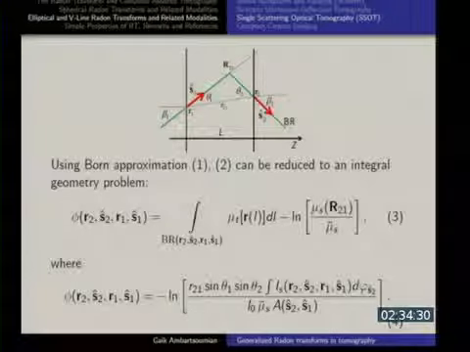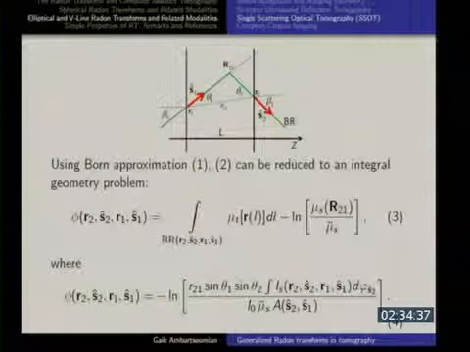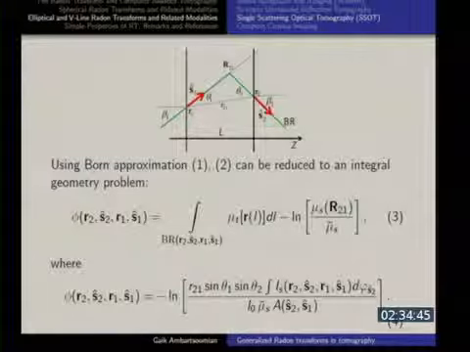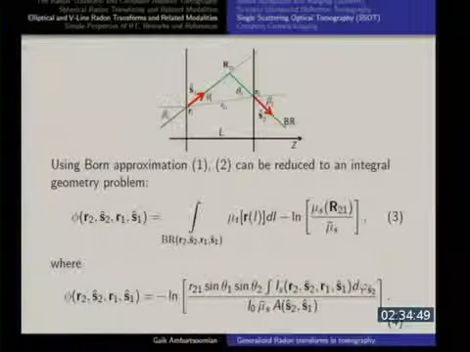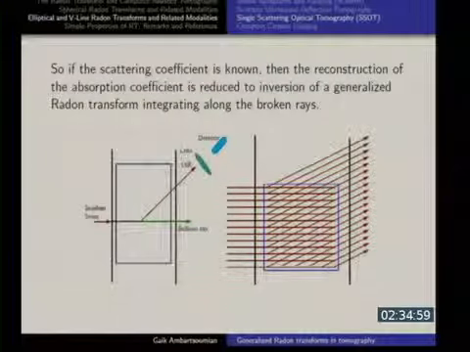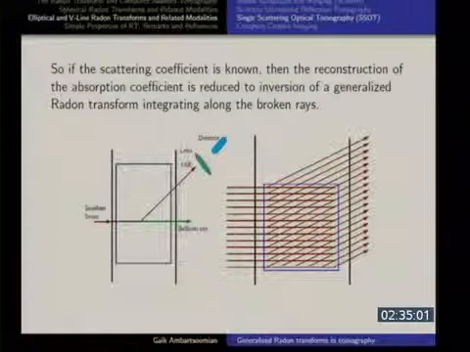So the broken ray is this trajectory that corresponds to the location, direction, location, direction. So if you're in the plane, by designating a location on the left boundary of the slab and the direction, and a location on the right boundary and the direction, you uniquely define a broken ray. And if you do those measurements, it turns out that your mathematical problem of imaging boils down to inverting a generalized Radon transform integrating along the broken rays.